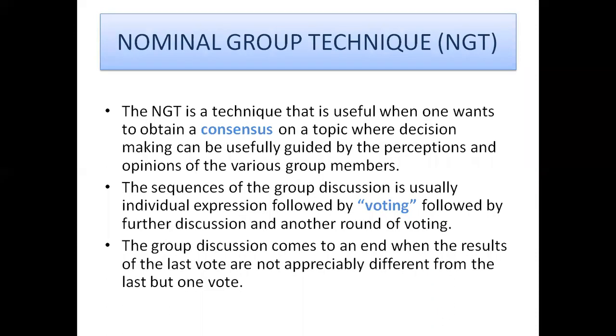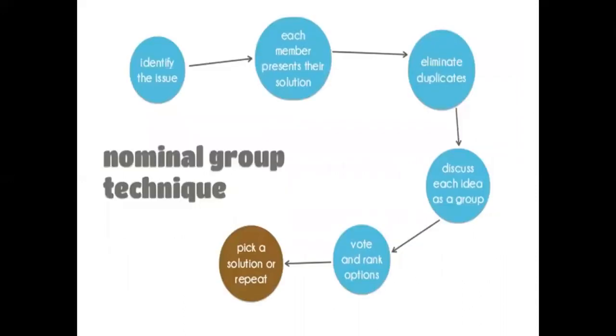Now the nominal group technique. The nominal group technique is a technique that is useful when one wants to obtain a consensus on a topic where decision making can be usefully guided by perceptions and opinions of various group members. The sequence of the group discussion is usually individual expression followed by voting, followed by further discussion and another round of voting. The group discussion comes to an end when the results of the last vote are not appreciably different from the last but one vote.